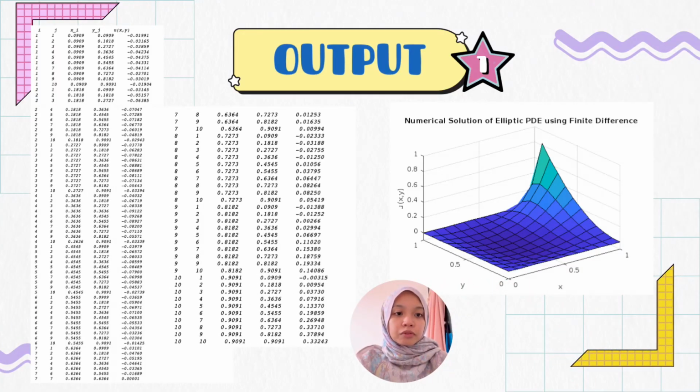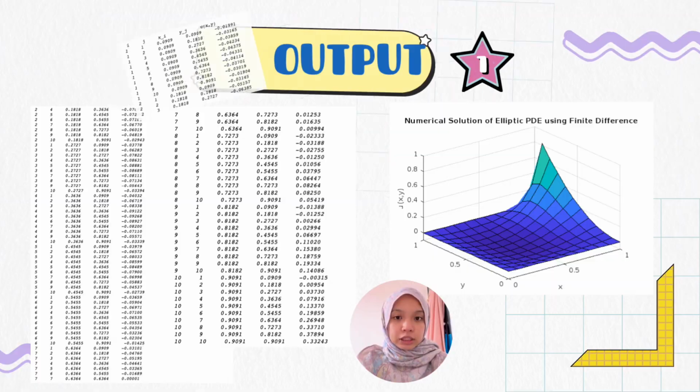So here you can see the output of the numerical solution. On the left, we have the computed values of u(x, y) at each interior grid point listed in table format. And on the right, the 3D plot of the solution surface shows the behavior of u(x, y) across the domain. As expected, the solution is 0 along most boundaries and it rises smoothly on the right edge, consistent with the y squared boundary condition. This visualization helps confirm the correctness of the numerical method. To conclude, the finite difference method successfully approximated the solution to the Poisson equation with the given boundary conditions. The numerical result aligns well with the expected behavior of the system.